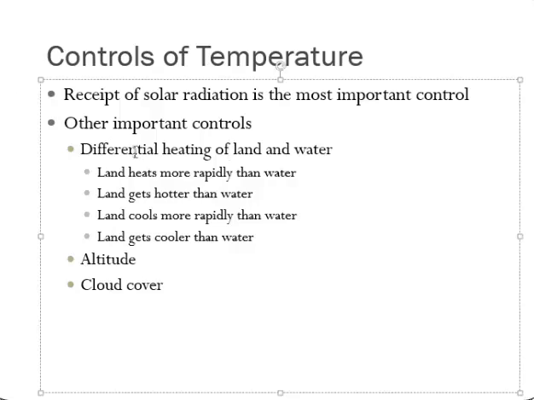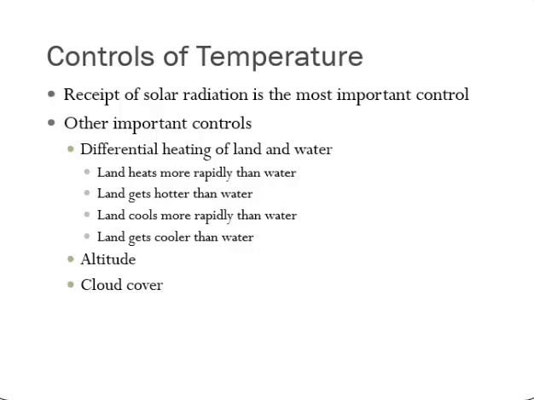Other important controls are a differential of heating land and water. Land has a much lower specific heat, a much lower heat capacity than water, which means that water can absorb heat much better, which means it's much harder to heat water than it is to heat land. So therefore, if you have an island that gets the same amount of sunlight as a place in the middle of the continent, the continent's going to have much more extreme temperatures.